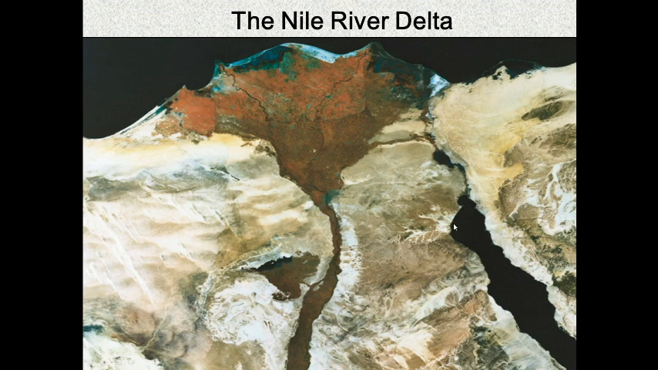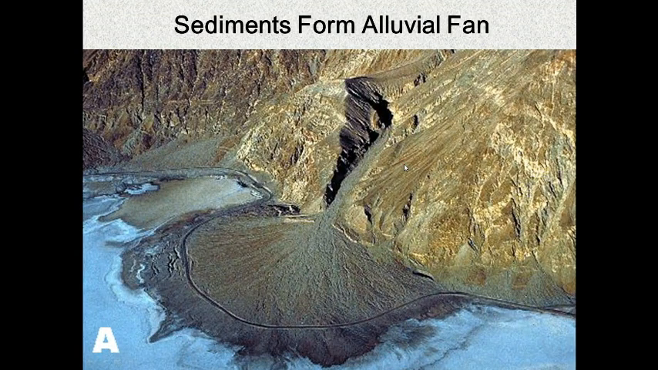This is the Nile River Delta. Similar idea. Again, lots of sediment. The sediment can form an alluvial fan. When it comes out, it fans out.